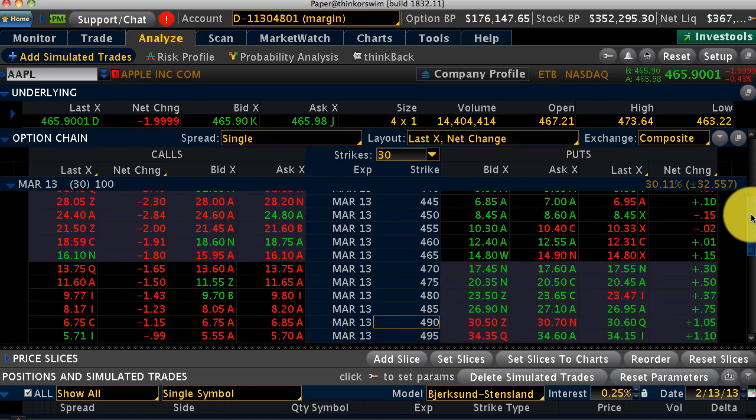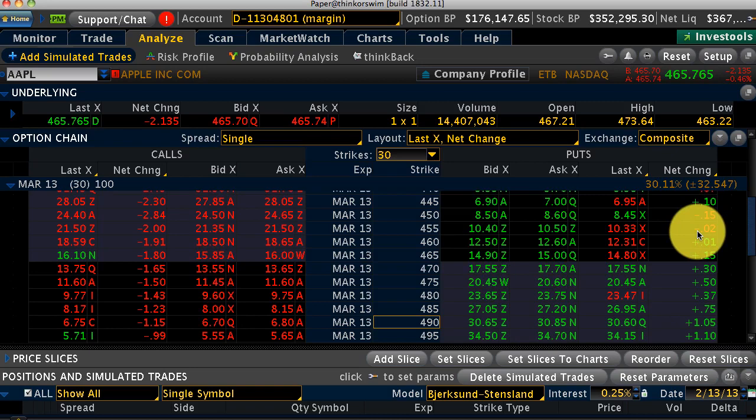In the next lecture, we're going to tackle all the in the money, at the money. We're going to look at specific options, look at their risk profiles and their profit and loss graphs.